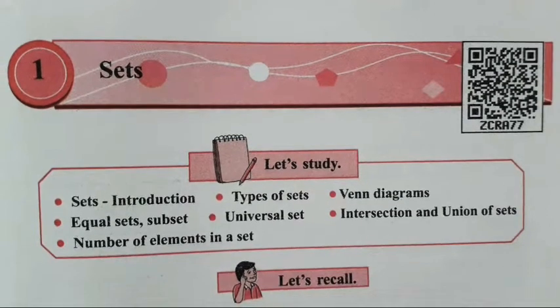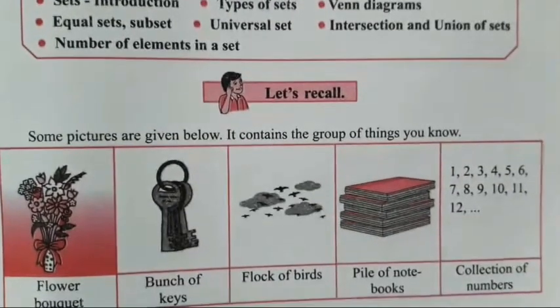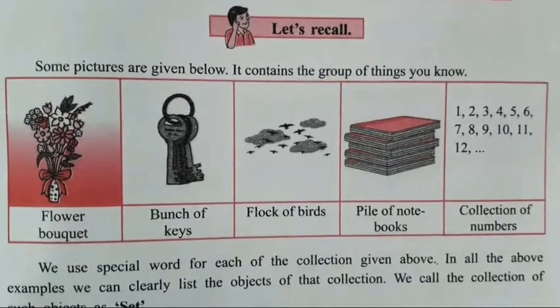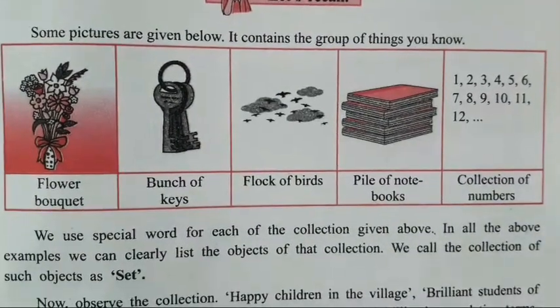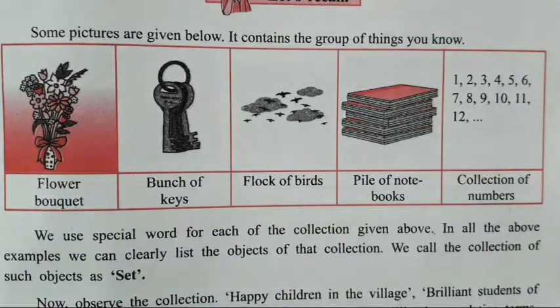Today we are going to study class 9th algebra chapter number 1, sets. So first I am going to explain what sets are. Some objects are defined by a specific name. When a group is formed of certain objects like keys or books, these are objects. When we collect these objects, it is given a separate name.